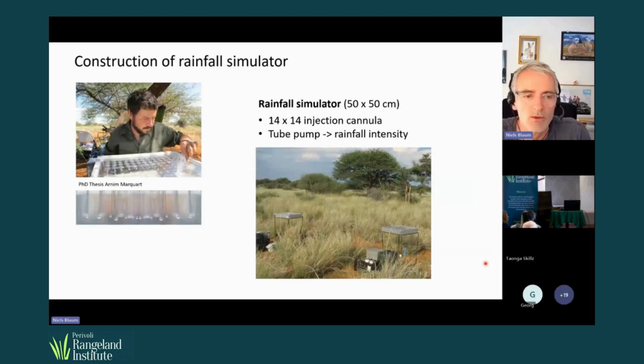Arnim, he was a PhD student working actually in South Africa for many years with Klaus Kellner. He constructed a rainfall simulator. These are these square, nice little things to simulate rainfall, simply because we could not rely on rainfall, and we wanted to be sure that we can have some rain. And it's a small area. We are aware of this restriction of 50 by 50 centimeters. It had 14 by 14 injection cannulas. And we had a tube pump to simulate rainfall intensity.